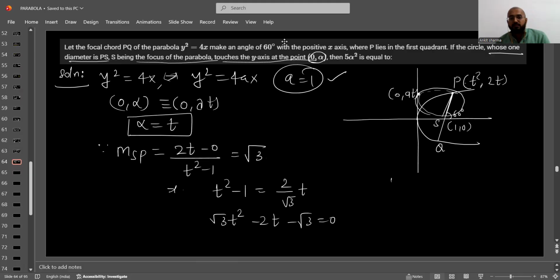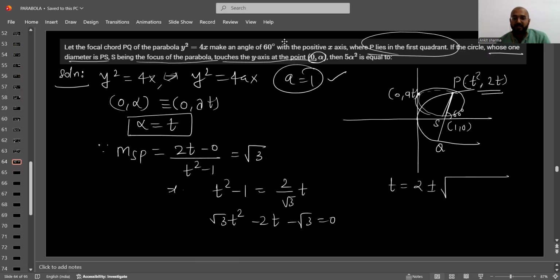Now we can solve this. So t is equal to 2 plus minus square root of, and since this alpha is going to be squared, I don't have to worry about which t I'm taking now. And already we have considered P. That means we have our t is positive because t is lying in the first quadrant, and they have mentioned that P lies in the first quadrant. So my t is going to be positive.